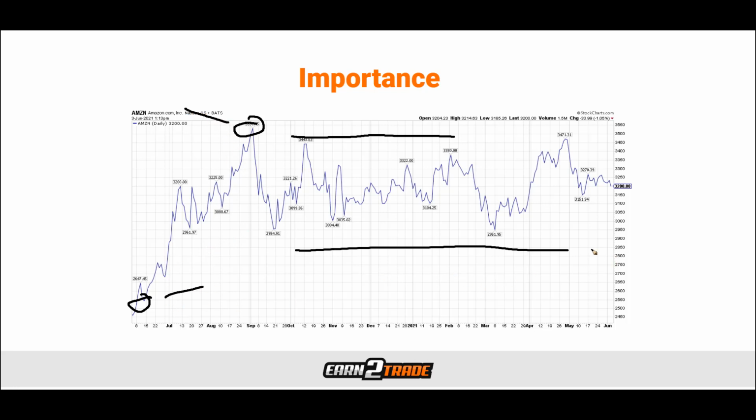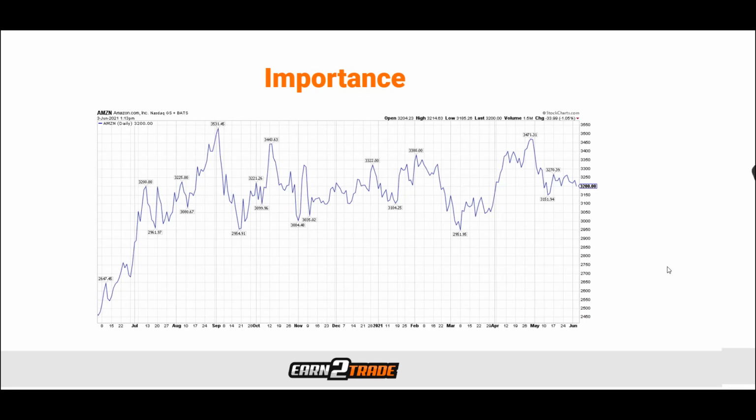Whether it be strong resistance or support remains to be seen, and we would identify which is being shown based on how price is responding when it returns to those 52-week highs or lows.